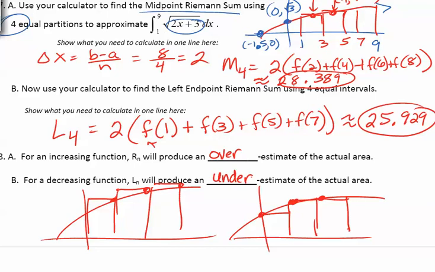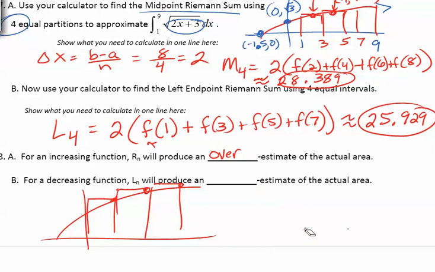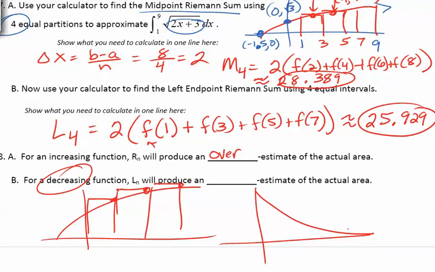And, oops, I presumed what that question would be. Let's read it again, sorry. Decreasing function. Let's draw a decreasing function. And now let's do left hand. I tricked myself the way I typed that question. So now when the graph is decreasing, then the rectangles from the left edge will also be an overestimate. So read the question carefully to draw your picture. And I guess that should do it.